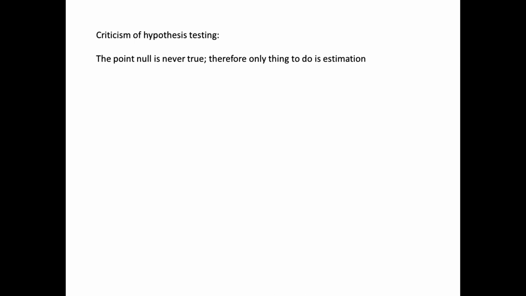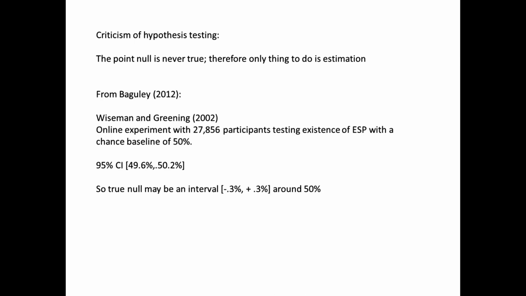So why are you trying to reject it, if it's always false? The point null is never true to the nth decimal place, no matter what you do. Well, Tom Bagley's textbook, Serious Stats, has this interesting example.